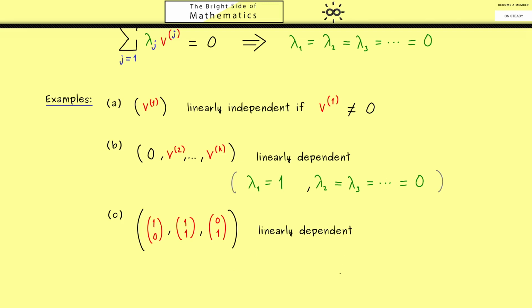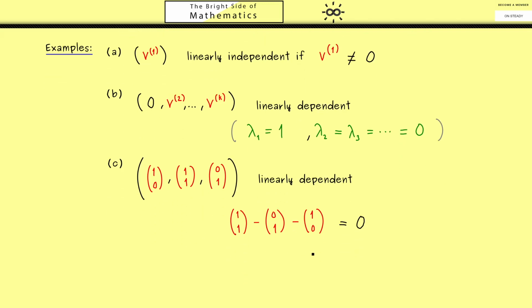To show that, you have to give a non-trivial linear combination for the zero vector. Indeed, here it's not so hard, because we can just take the vector (1, 1), then subtract the other one, (0, 1), and the other one, (1, 0). Hence, we have scaling factors 1, -1, and -1. In fact, here you can already see that such a linear combination with three vectors in R2 should always be possible. However, before we do that, let's first look at another general example.